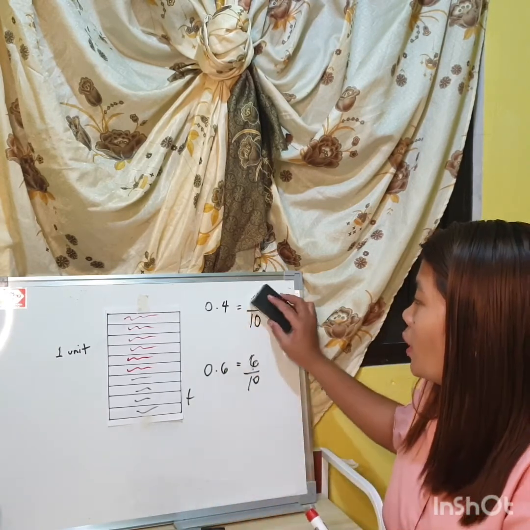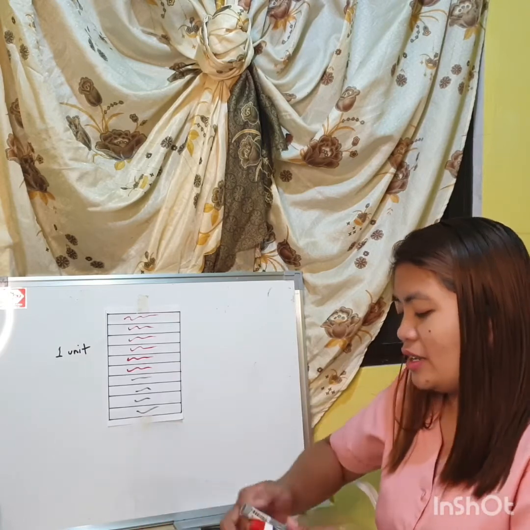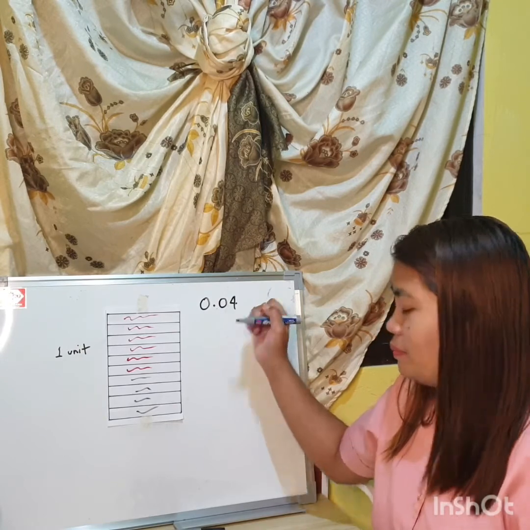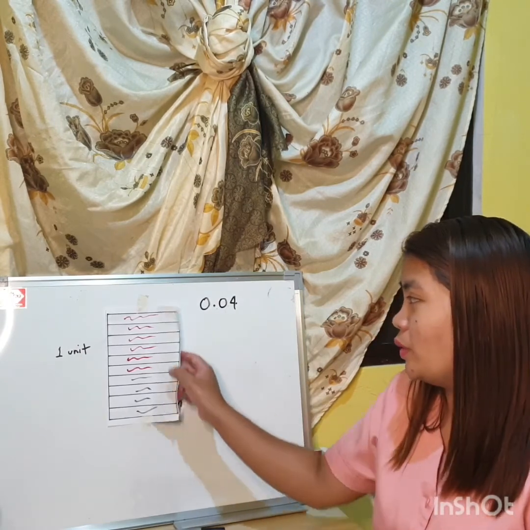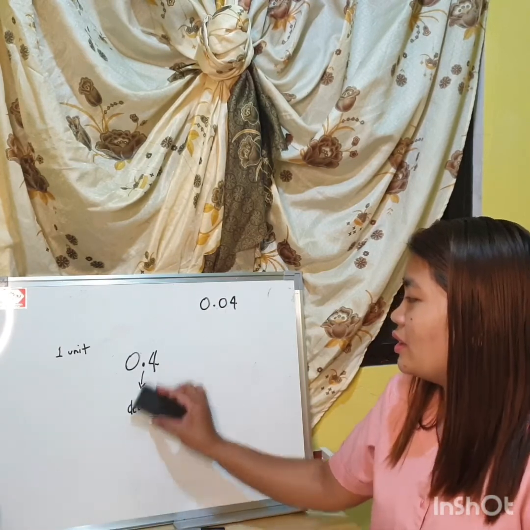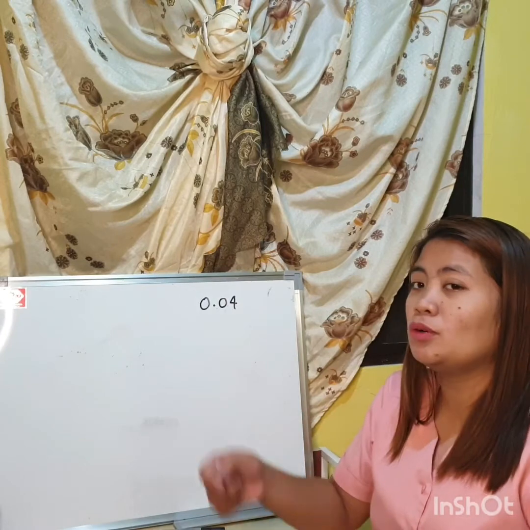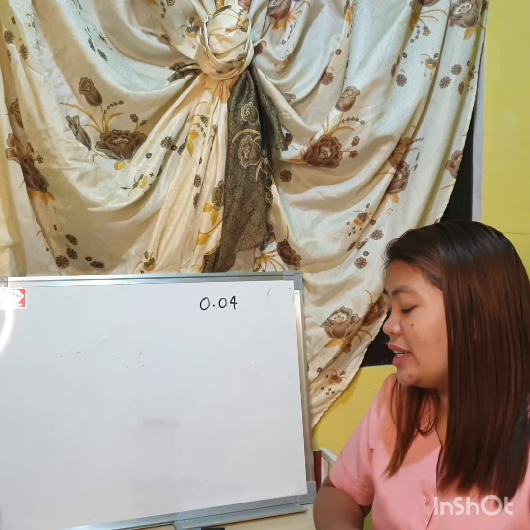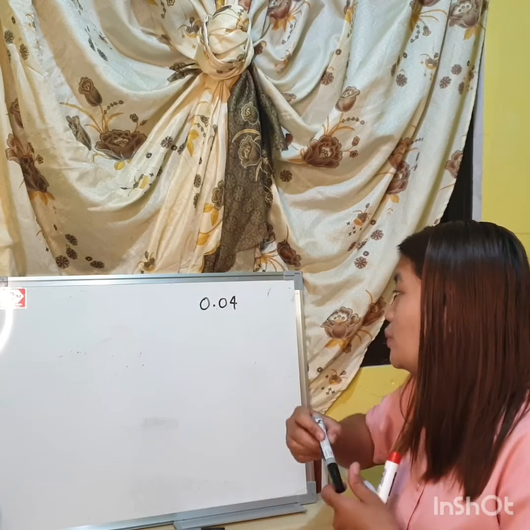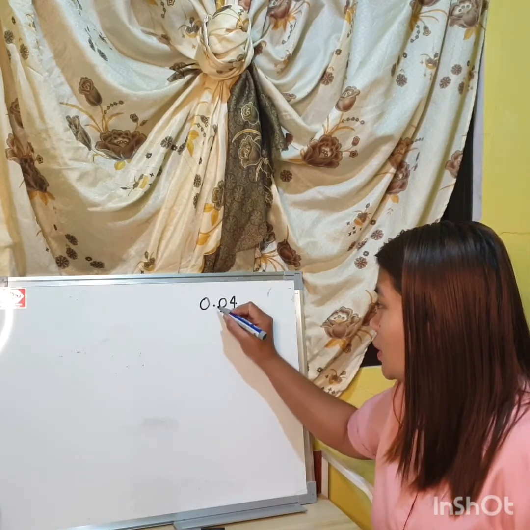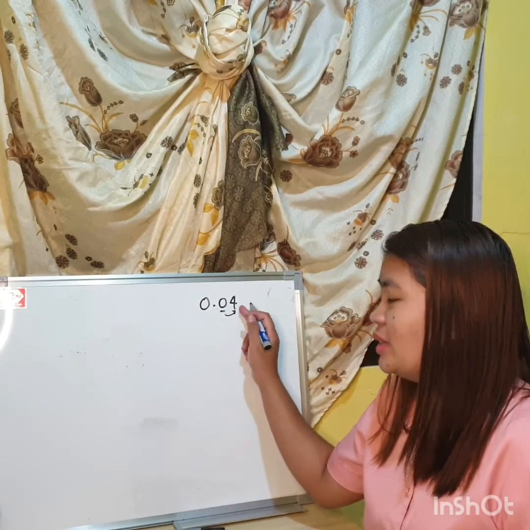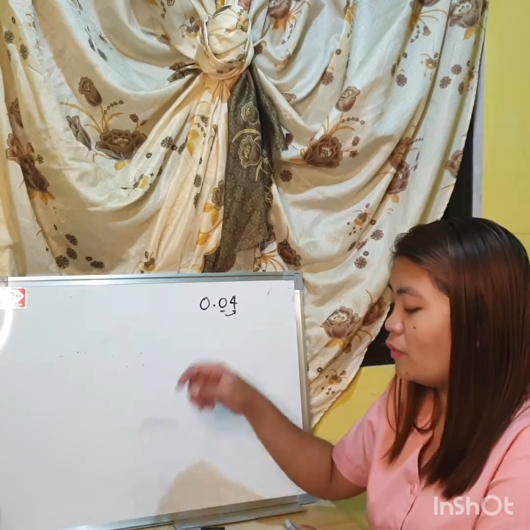So, paano naman po kung ang given natin ay ganito, 0.04. Yan, 0.04. So, ang basa po dyan is not just 0.04. We read this as 4 hundredths. So, hundredths naman po siya kasi itong place value po nito, the first digit na kalapit po ng decimal point is tenths. And next to tenths is hundredths. So, kaya ang basa po natin diyan ay 4 hundredths.